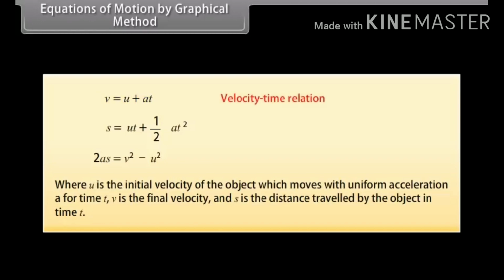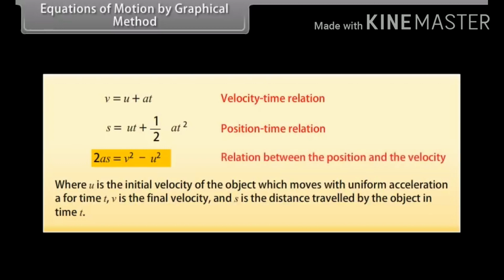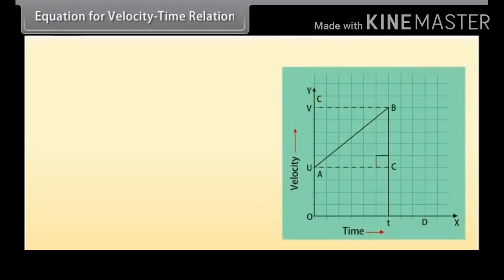v equal to u plus at is also known as the velocity time relation. The second equation is also known as the position time relation. The third one is known as the position and velocity relation between them. Equation for velocity time relation. Observe the graph now.